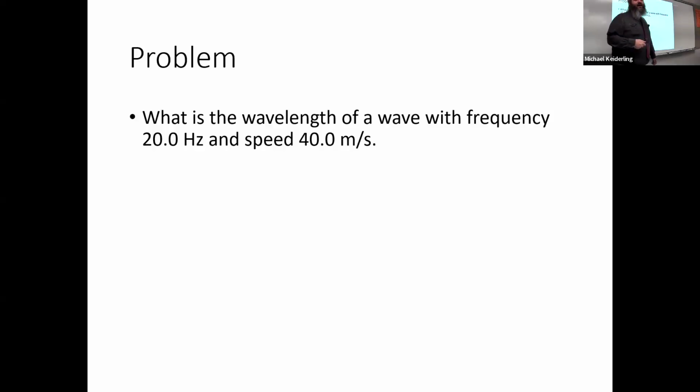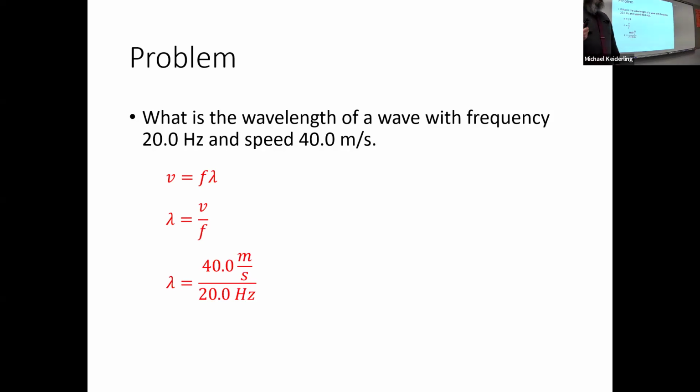So what's the wavelength of a wave with frequency of 20 hertz and a speed of 40 meters per second? Well, speed is frequency times wavelength. So wavelength is speed over frequency. So 40 meters per second divided by 20 hertz gives you a wavelength of 2 meters.